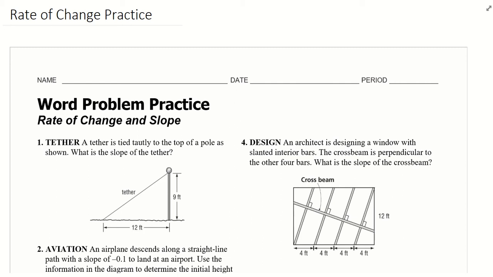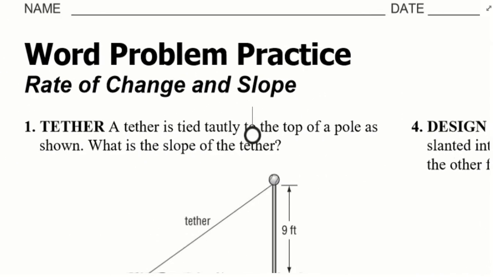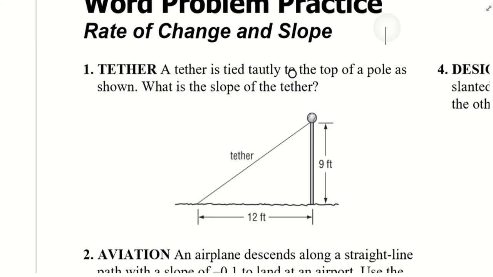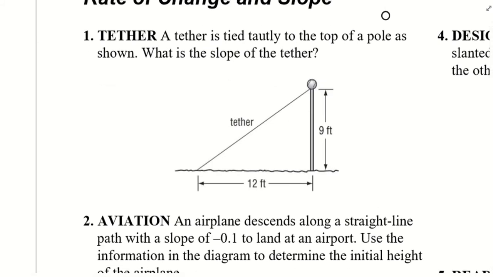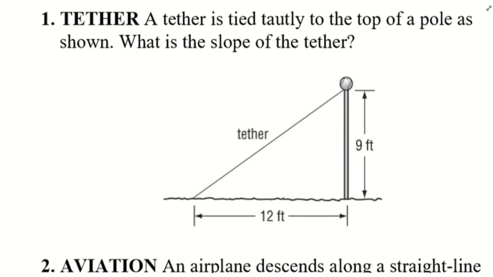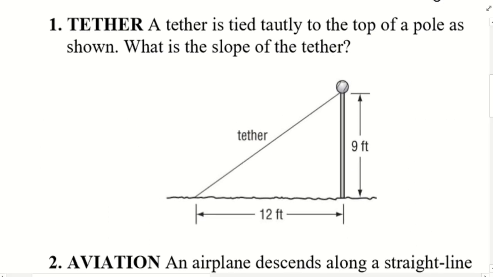So let's get started. I am going to zoom in on the first example. The first example is talking about a tether to the top of a pole, and it wants to know the slope. So let's review. Slope is rise over run. Another way of expressing rise over run is the change in y over the change in x.